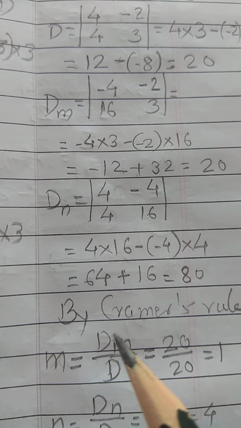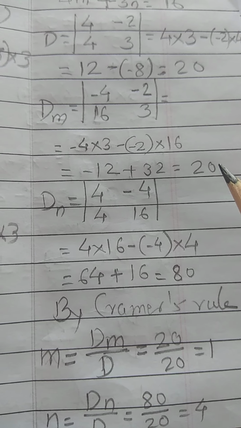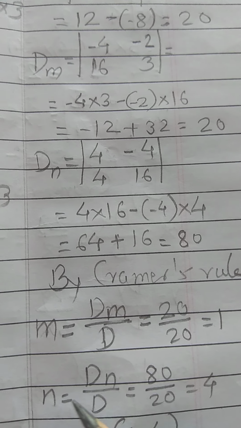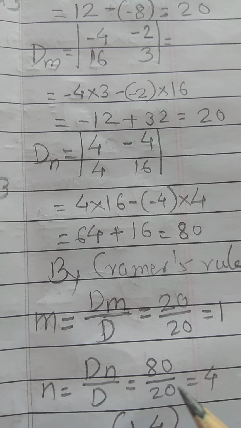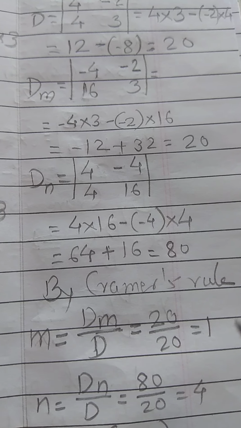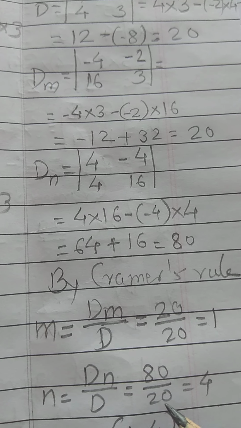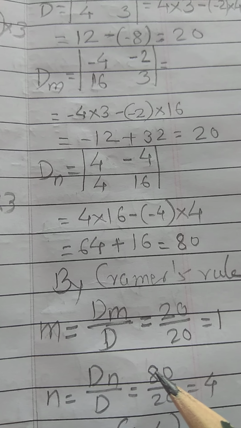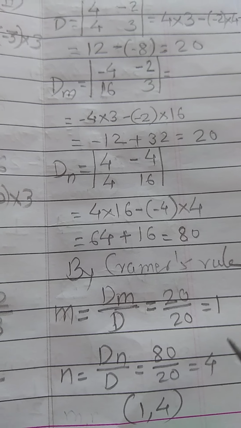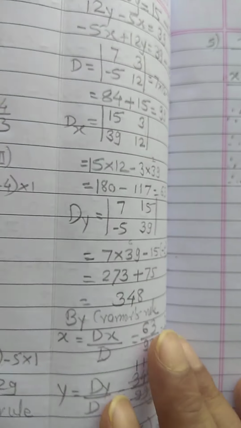So m is dm by d by Cramer's rule. dm is 20, d is 20, 20 by 20 is 1. n is equal to dn by d. dn is 80 and d is 20. So substituting the values of the determinants, we will get 80 by 20. 20 1s are 20, 20 4s are 80. So 1, 4 is the solution of the given simultaneous equations.